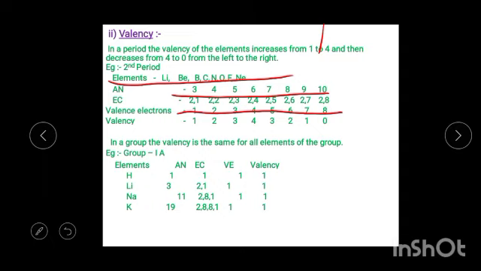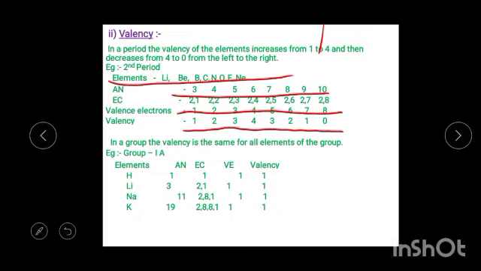And it can define it is number of electrons accepted or number of electrons donated. Here if you check, the valency increases to 4 then decreases. So we can say that the valency increases along the period and reaches a maximum then decreases.